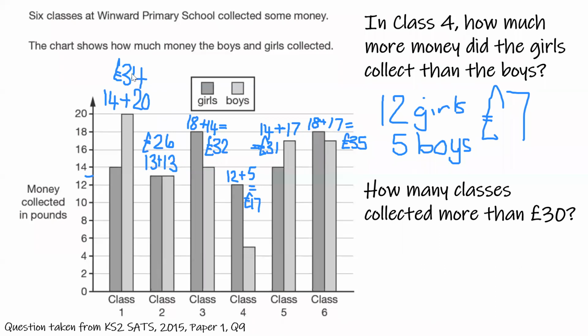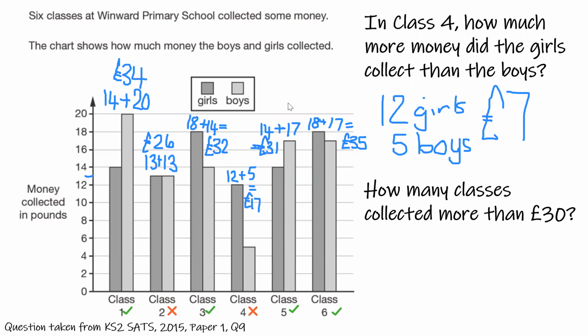Okay, so let's have a look at class 1. They got £34, so perfect. That gets a tick for them. Class 2, I'm going to put that down here actually so that I know where's where. Class 2, they only collected £26, so they didn't get anywhere with that. They don't get more than 30. Class 3, they got £32, so yeah, they get a tick. Class 4, no, they were only £17, that's less than 30. Class 5, £31, that's all good. We can have that, that's more than 30. And class 6, again, £35, so again, more than 30.